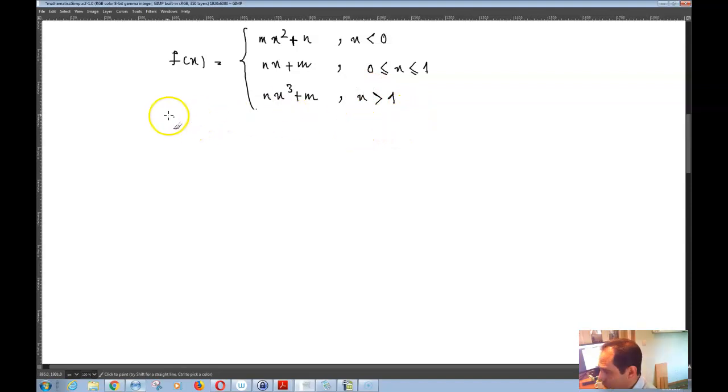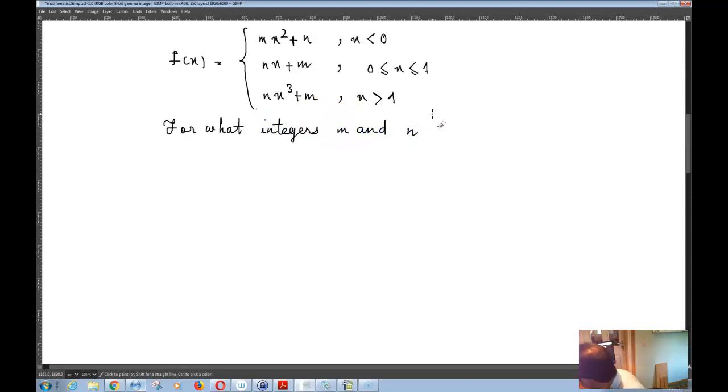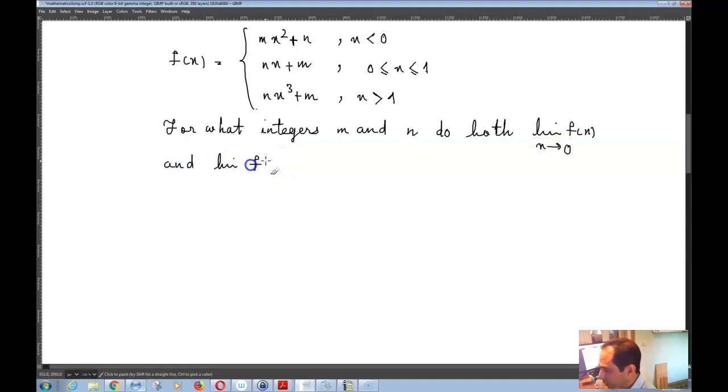Okay. Now if you want to know for what integers m and n do both the limit of f of x when x tends to 0 and the limit of f of x when x tends to 1 exist.